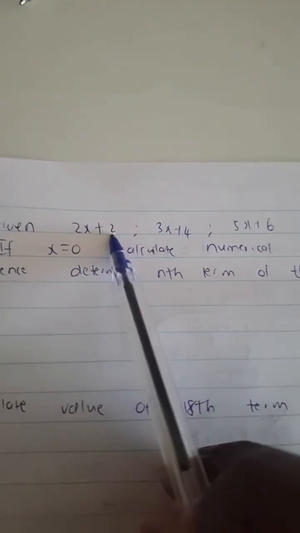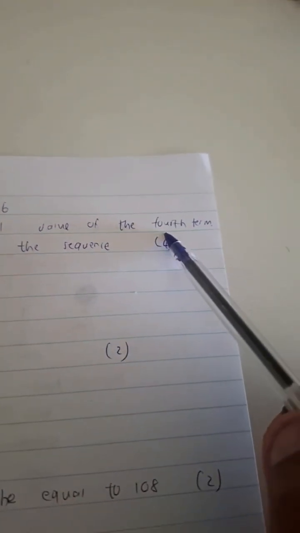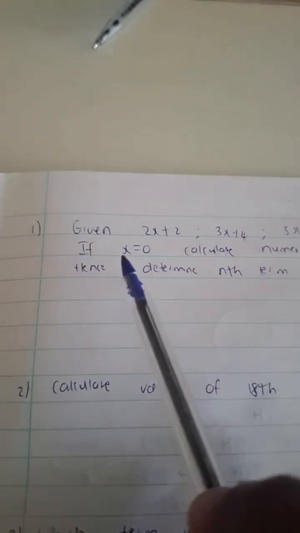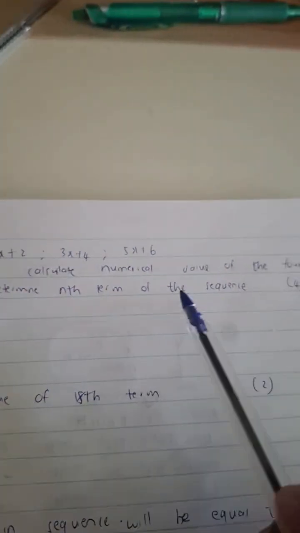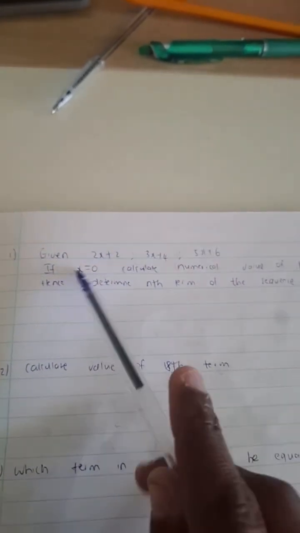Okay, let's look at this. Given 2x plus 2 and 3x plus 2 and 5x plus 6. If x is equal to 0, calculate the numerical value of the fourth term and hence determine the nth term of the sequence.